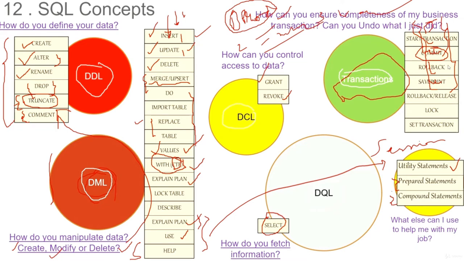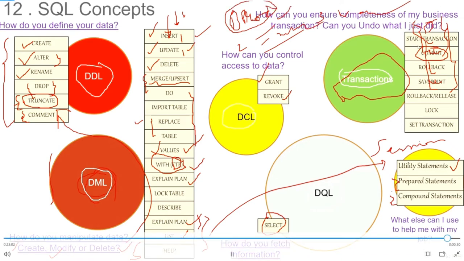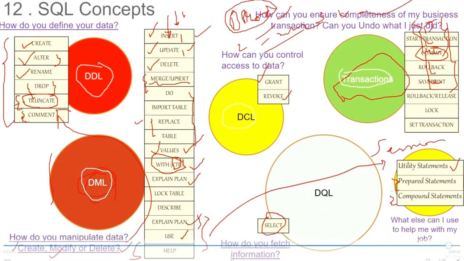So that's for transactions. And then the last one we talked about is utility statements, prepared statements, and compound statements. The last two, prepared and compound, are for reuse of code.